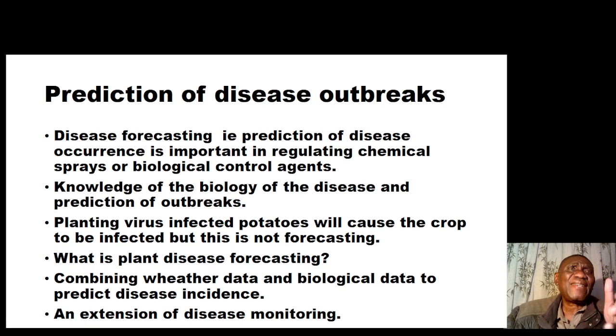Planting virus-infected potatoes will cause the crop to be infected. But this is not forecasting. What is plant disease forecasting? It is combining weather data and biological data to predict the disease incidence. So you need your environmental conditions to consider, especially weather, because the spores are probably affected by humidity and so on.